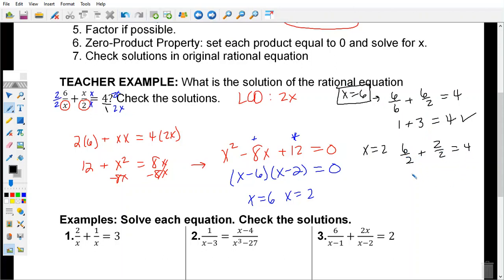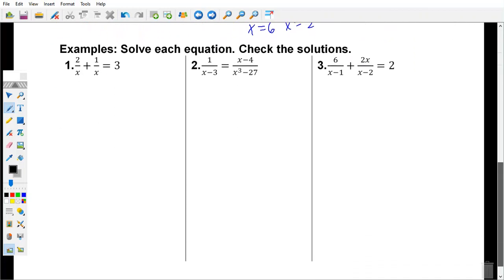We get 6 over 2 is 3, plus 2 over 2 is 1, and that equals 4. So we know our two answers are x equals 6 and x equals 2. Okay. All right. So here are some further examples.